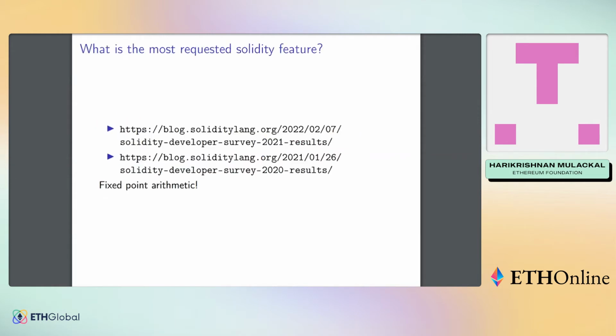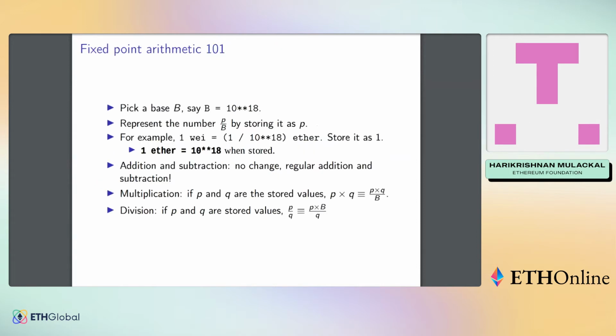Yeah, so now let's go back to the question from the beginning of my talk, which was: what is the most requested Solidity feature, perhaps for the last 2 years and even more. You can look at the results, and a lot of developers have voted in the survey. There is one thing that really stands out, which is fixed point arithmetic. And that is indeed the most requested feature for Solidity since ages.